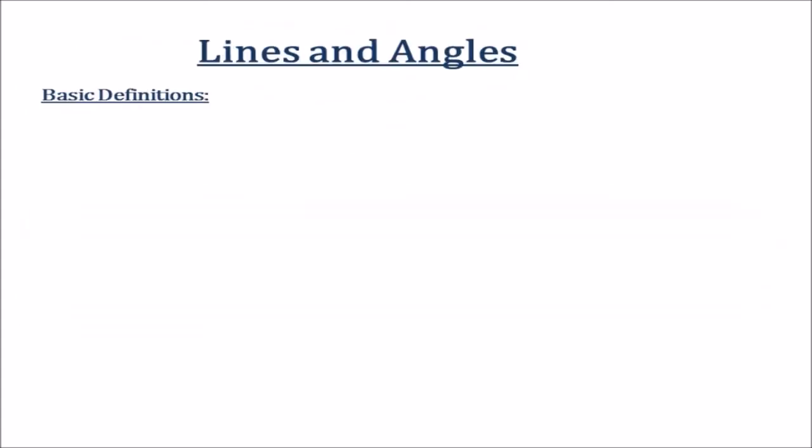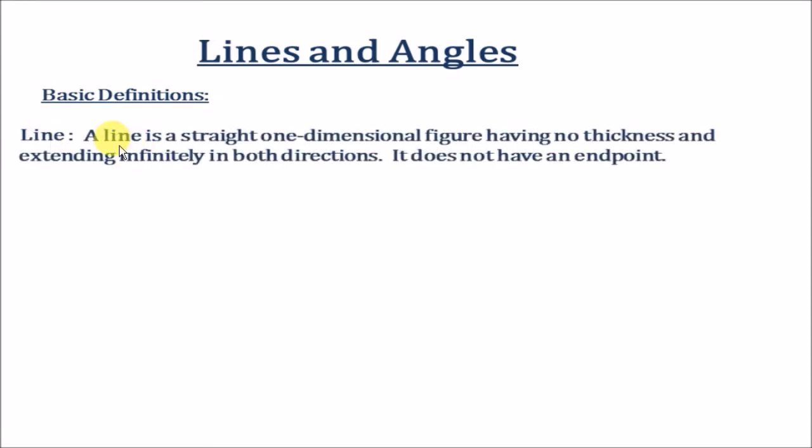To start with, let's have a look at some basic definitions. First, we will define a line. Mathematically, a line can be defined as a straight one-dimensional figure having no thickness and extending infinitely in both directions. That means a line will not have an endpoint in either of the directions.